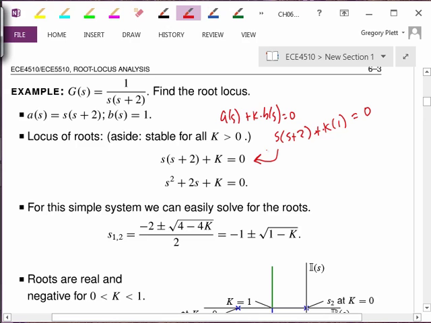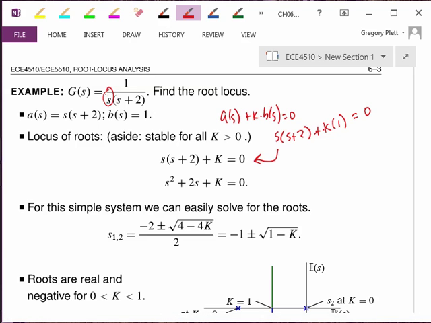And multiplying out, I get s squared plus 2s plus k equals 0. And we can apply the Routh stability criterion for this, and we remember that for a quadratic, we have stability when all of the coefficients are positive. So here, as long as k is strictly positive, I have a stable closed loop system, even though the open loop system has an integrator at the origin, a pole at s equals 0. The open loop system is not stable, but the closed loop system is.